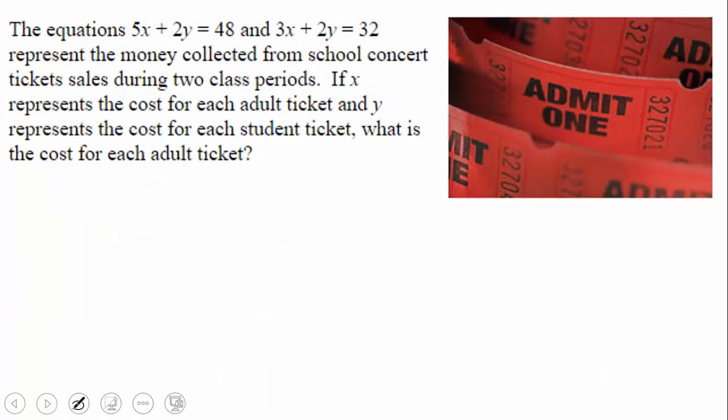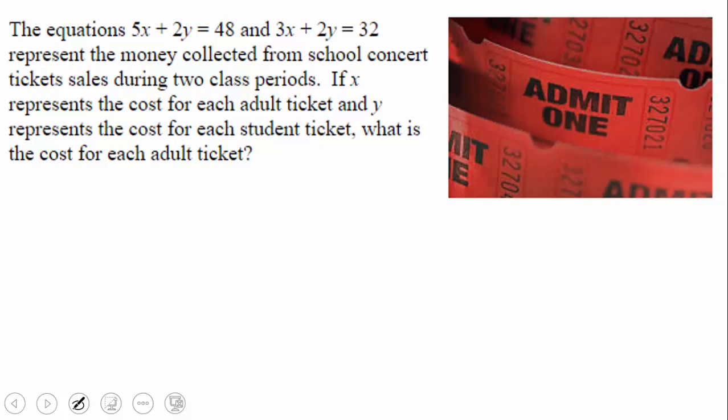Moving on. The equations 5x plus 2y equals 48 and 3x plus 2y equals 32 represent the money collected from school concert ticket sales during 2 class periods. If x represents the cost for each adult ticket and y represents the cost for each student ticket, what is the cost for each adult ticket?